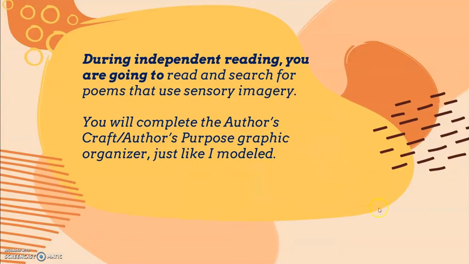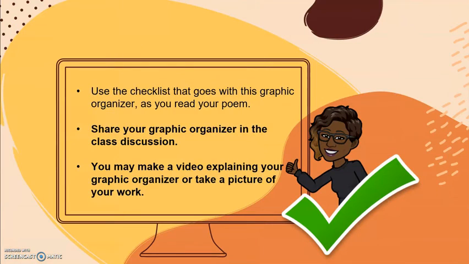During independent reading, you're going to read and search for poems that use sensory imagery. You will complete the author's craft, author's purpose graphic organizer just like I modeled. You're going to use the checklist that goes with this graphic organizer as you read your poem. Share your graphic organizer in the class discussion. You may make a video explaining your graphic organizer or take a picture of your work.